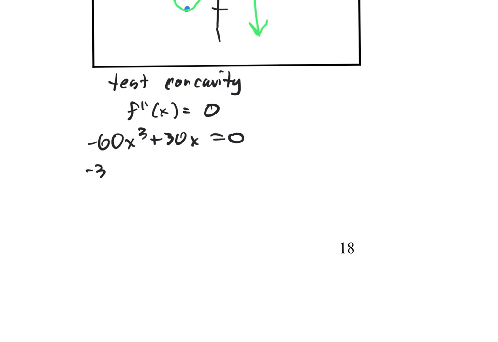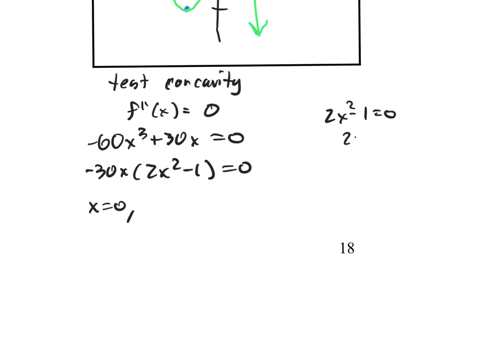We would take this, set it equal to 0. You'd get -30x times 2x squared minus 1. And you could see from the outside part there that you're going to get 0. And the inside part, you'll notice when you add 1, when I take this and set it equal to 0, I get 2x squared equals 1, x squared equals 1/2. So it's going to be plus or minus the square root of 1/2.